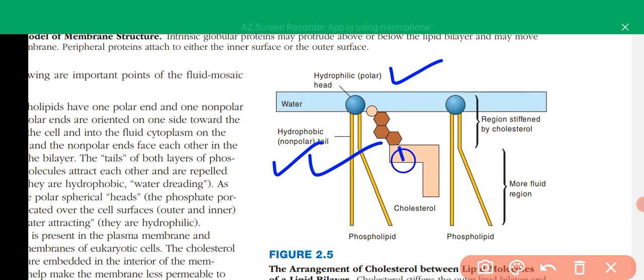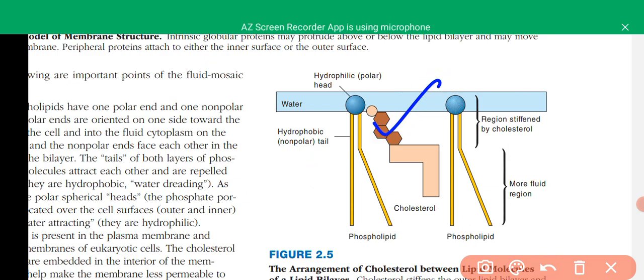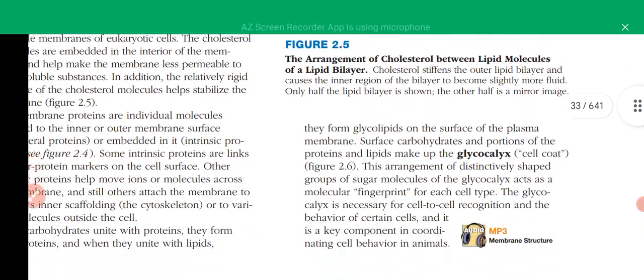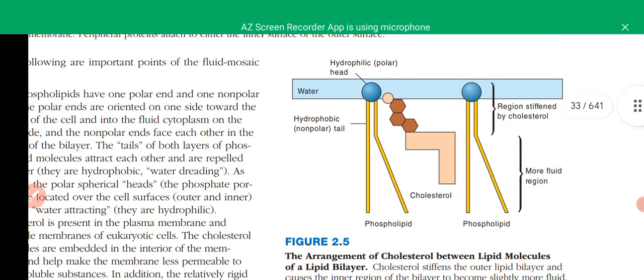and these are the cholesterols attached to the phospholipid molecules. The tails are the more fluid regions, and where cholesterols are attached is a rigid region. That means steroids or cholesterols make the cell rigid, and absence of cholesterol makes the cell more fluid.